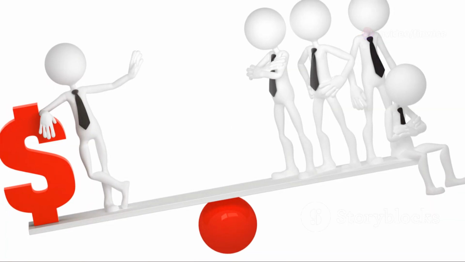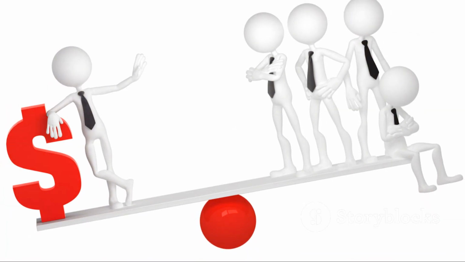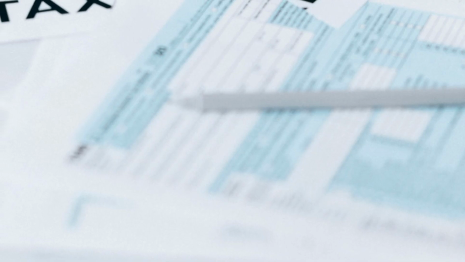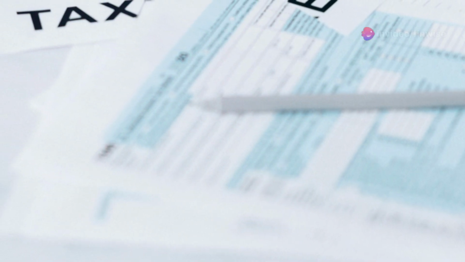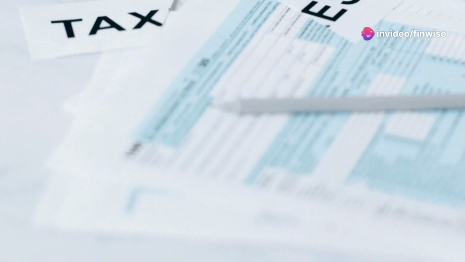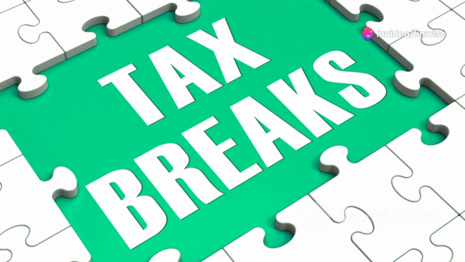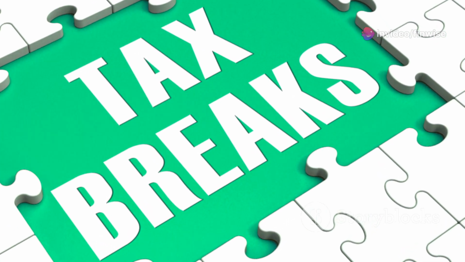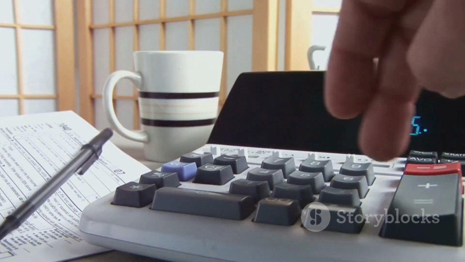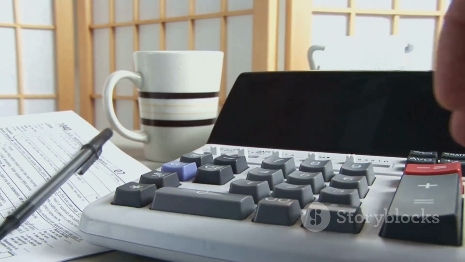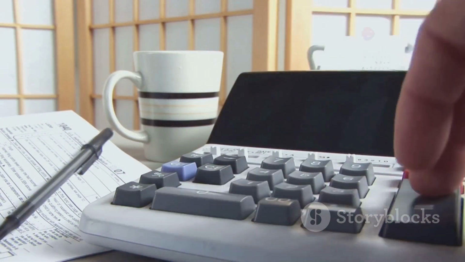Suppose Priya earns 8 lakhs per year and has made tax-saving investments of 1 lakh. Under the old regime, she can claim deductions for these investments, reducing her taxable income. However, under the new regime, she won't be eligible for these deductions. In this case, Priya needs to calculate her tax liability under both regimes to determine which one is more beneficial.